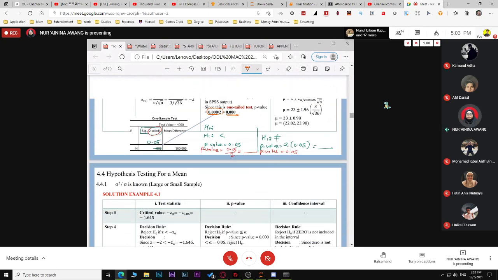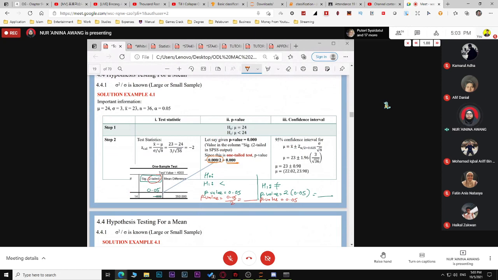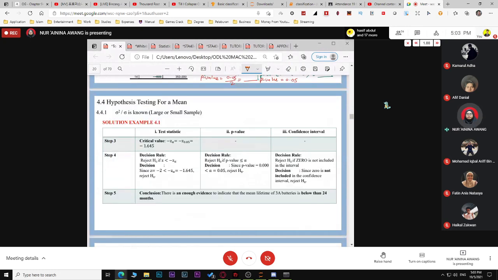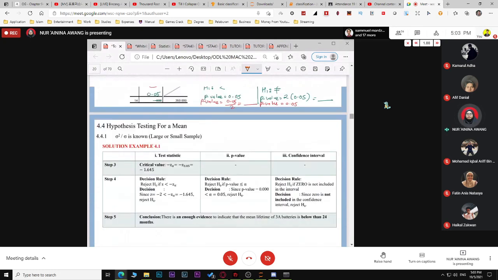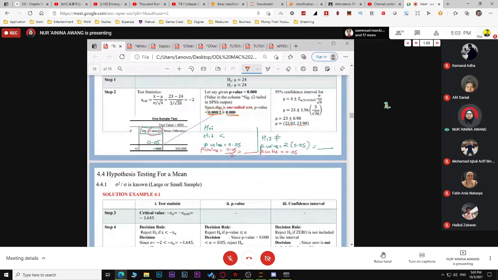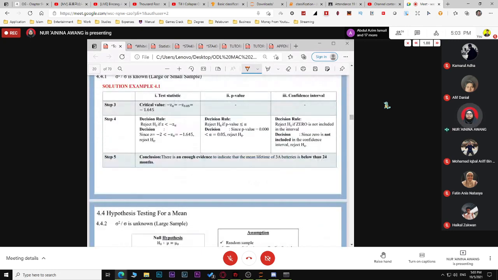Or you can use the confidence interval. You substitute into the formula, and then you will get your lower and upper limit, which is this one. Then the decision rule: you reject H0 if 0 is not in the confidence interval. When we check, 0 is not in the confidence interval, that's why we reject H0. So the conclusion will be the same: there is enough evidence.